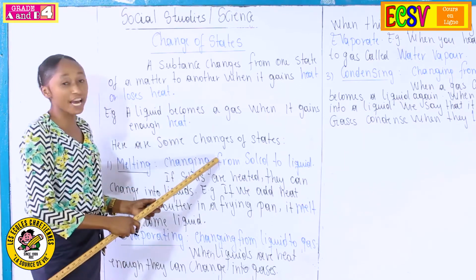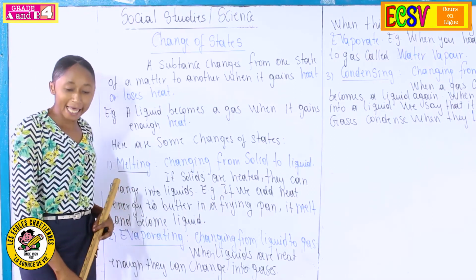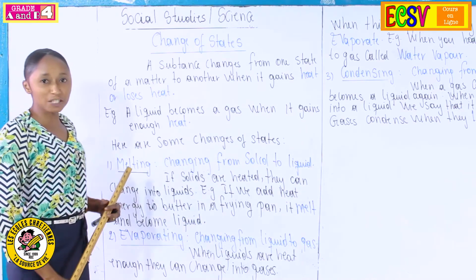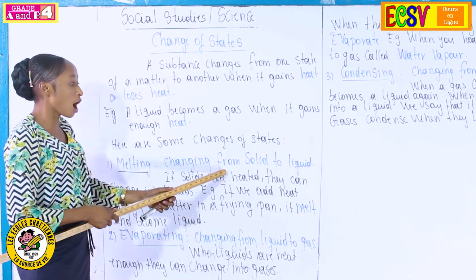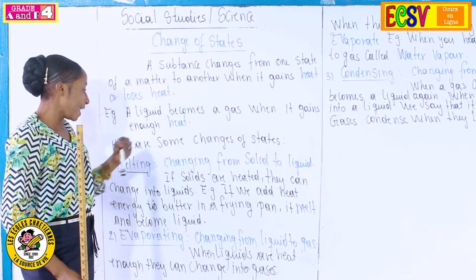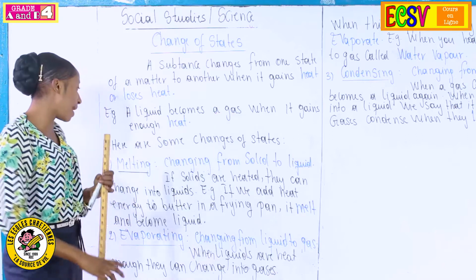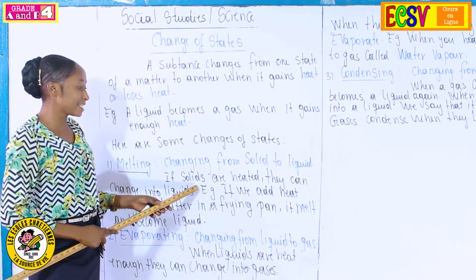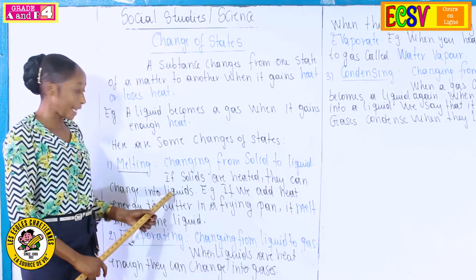Here are some changes of states. The first one, let's talk about melting. What is melting? Melting is just the changing from solid to liquid. When a solid changes to liquid, we call this melting. If solids are heated, they can change into liquids.